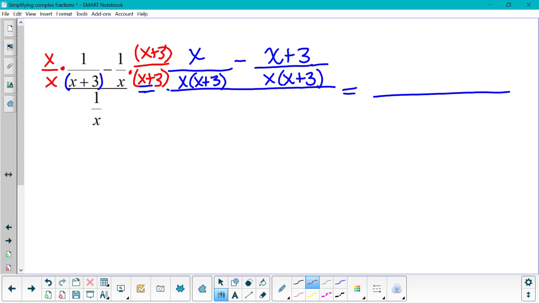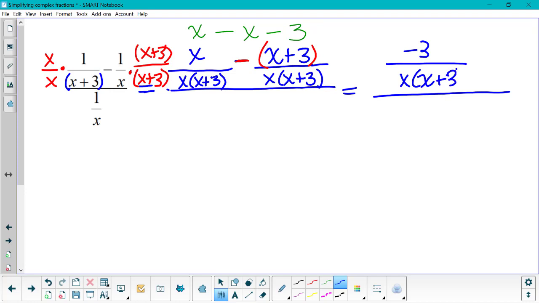Okay, now be careful. If I see mistakes, here's where it is. You're subtracting. You're subtracting both of those. So basically, this is x minus 3. Distribute the negative sign through, and I end up with negative 3 in the numerator, and then my common denominator of x times x plus 3, which that is simplified. There's no common factors, numerator and denominator.